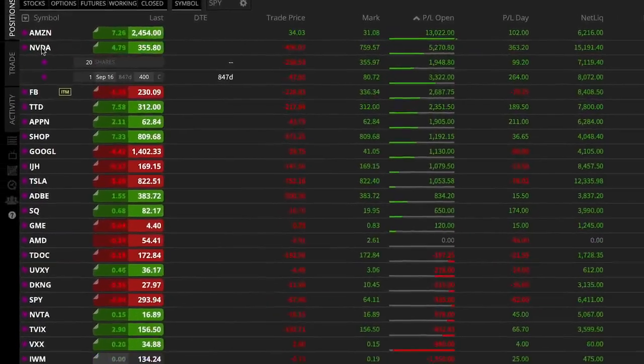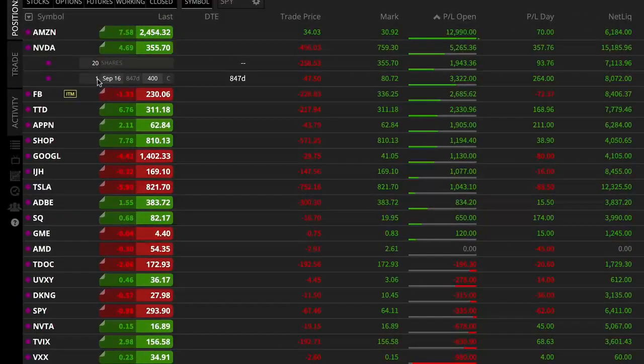Let's go to NVIDIA. So I bought one of the September 2022 400 call options in NVIDIA that has 850 days to expiration. And I bought that call for $47.50, which if we multiply by 100, is an entry price of $4,750. Currently the option is $80.72, or $8,072. So the profit on this is currently $3,300 in 16 days.